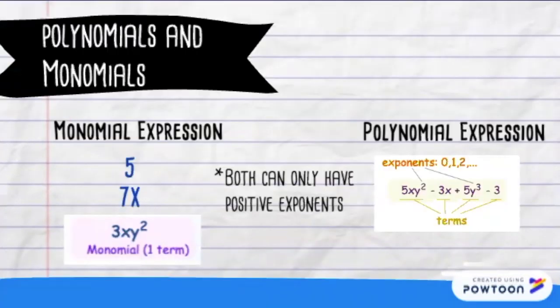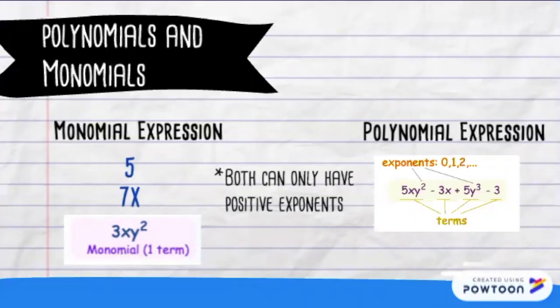Now let's get started with polynomials and monomials. They are both algebraic expressions that you will see in different concepts throughout algebra and algebra 2. So it's very important to become familiar with these. A monomial expression is also known as one term, which would be 5, 7x, or 3xy squared. Whole numbers and variables are being multiplied together, or variables are being multiplied together.